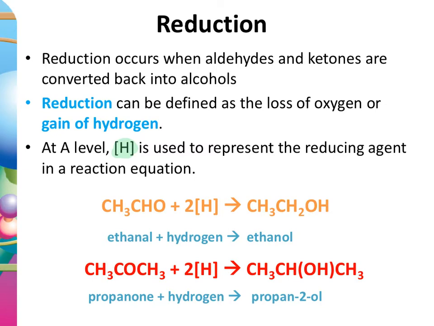So if you're trying to write this from scratch, write the formula of the aldehyde or the ketone, and write the formula of the product that you expect to get, either the primary alcohol or the secondary alcohol. And obviously you have to give some thought to what that structure will actually be. And then it's just a question of balancing it in terms of hydrogens.